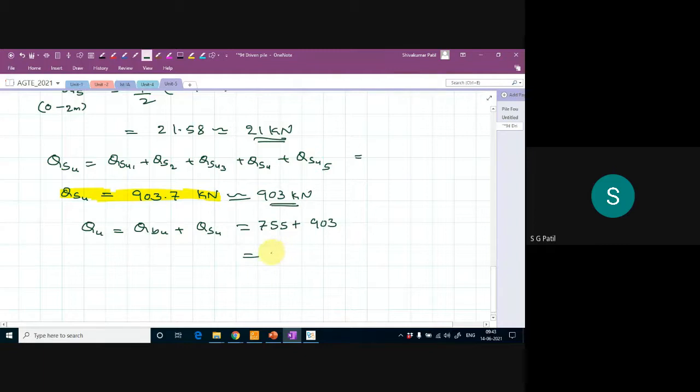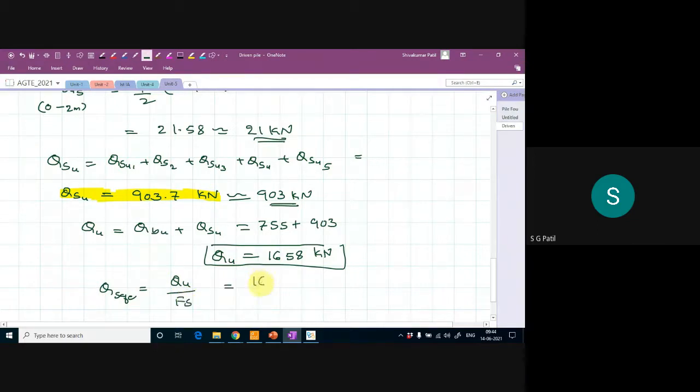How much are you getting? 1658 kilo Newton. Okay, so this is your ultimate load carrying capacity of the pile. So this much load it can take. But what is the allowable or Q safe? This is ultimate. If you put this much load, then the pile will fail. So that's why Q safe is equal to Q ultimate divided by factor of safety.